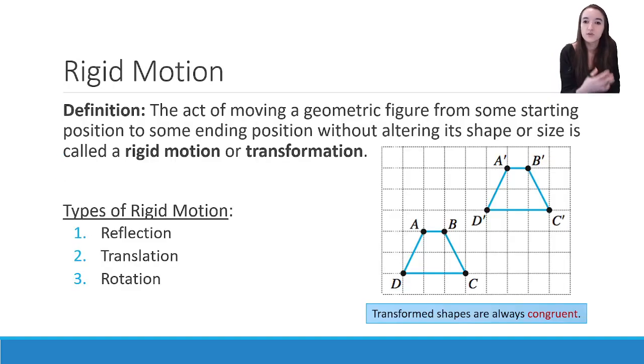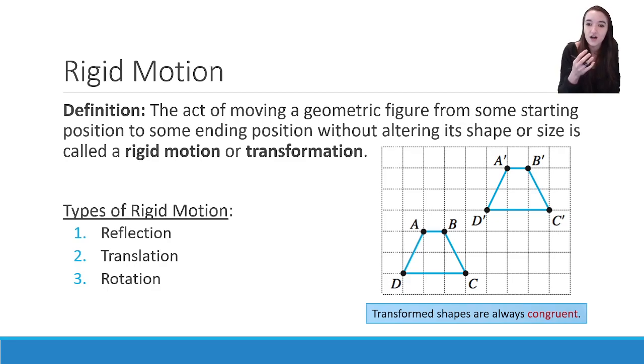So first, we have to talk about rigid motion. The act of moving a geometric figure from some starting position to some ending position without altering its shape or size is called a rigid motion or transformation. We will talk about three types of rigid motion: reflection, translation, and rotation.